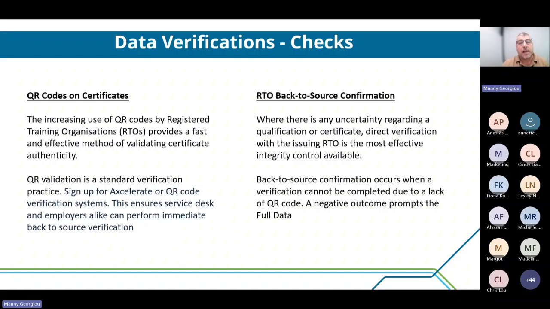The other one, and the standard verification process, is what we call a back to source confirmation. And this is where, if we're at all uncertain regarding any documentation that's been submitted, it's a direct verification with the RTO that's issued the document. Obviously, it's the most effective integrity control available, because we get notification from the RTO that, yes, we issued this, yes, it was issued to Manny or Leslie or whoever it might have been. We use back to source confirmation when a verification cannot be completed because the QR code is missing, or the QR code is not giving us an outcome that we expect.